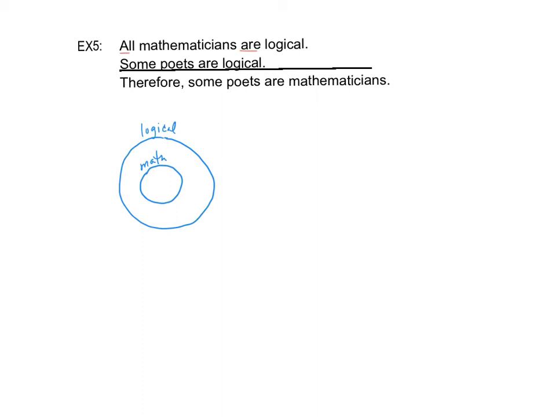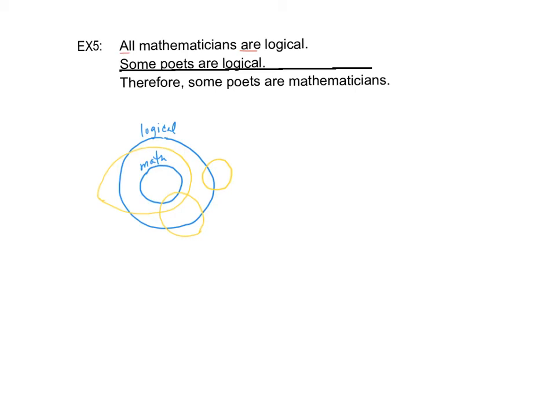And there's a bunch of ways I can draw this. I can do poets overlapping logical but not math. I can draw poets overlapping logical and math. I can draw the set of poets around math, and again overlapping logical. So I got a bunch of ways I can draw that second premise.